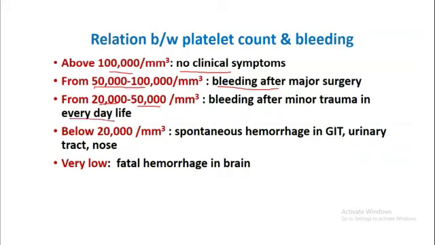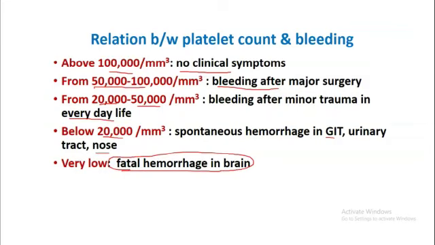Whenever the platelet count is below 20,000 per cubic mm of blood, there will be spontaneous hemorrhage in the gastrointestinal tract, urinary tract and nose. And whenever the platelet count is very low, below 10,000, there will be fatal hemorrhage in the brain, and this condition leads to the death of the patient.